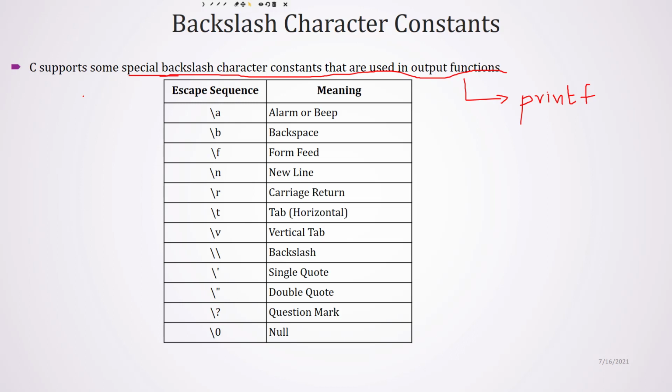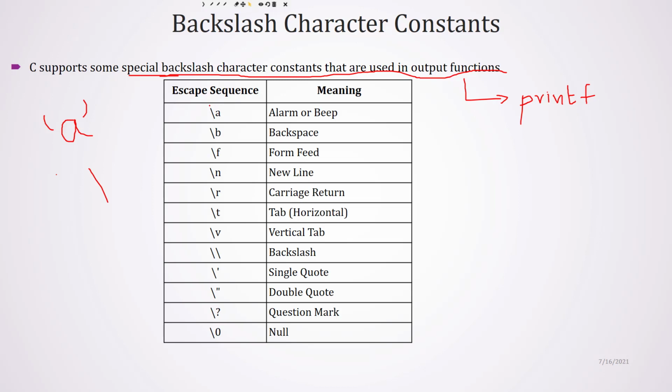Earlier we studied that any single character within single quotes can be considered a character constant. In addition to that, we have some special backslash characters in C. That means we have a backslash along with some letters. Here I have A, B, F, N, R, T, V. Here again I have a slash, a single quote, a double quote, a question mark, and a null. These things are called special backslash characters.